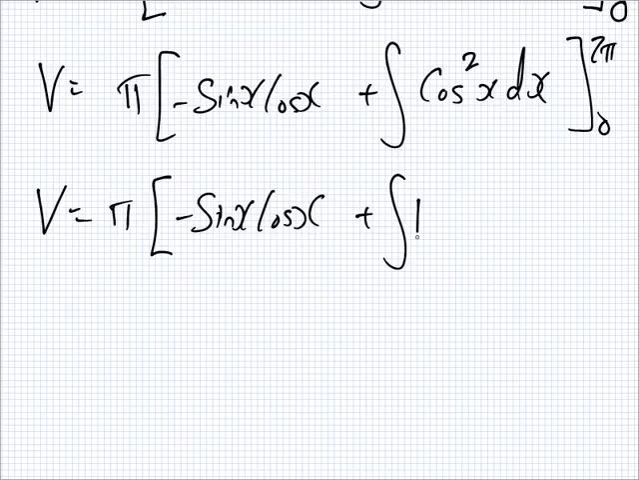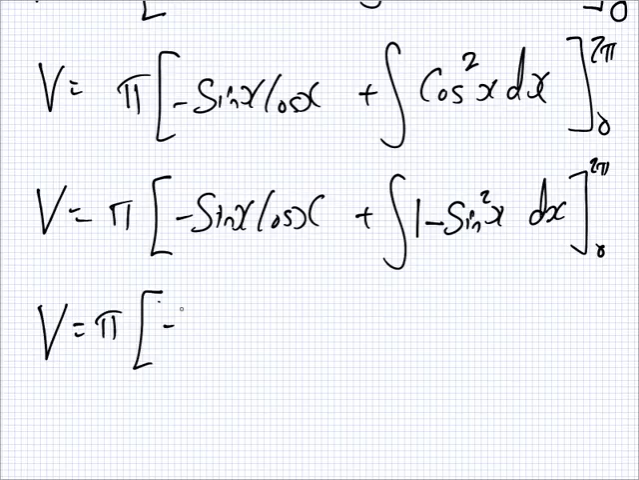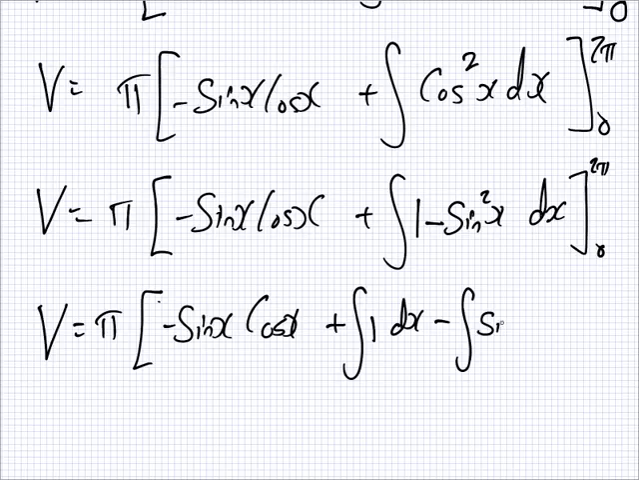This will now be 1 minus sine squared, 0 to 2 pi. So I get volume is pi minus sine x cos x plus integrate 1 dx minus integrate sine squared x dx, 0 to 2 pi. I just split this now into two separate problems. Yeah? Oh yeah, my x fell off.